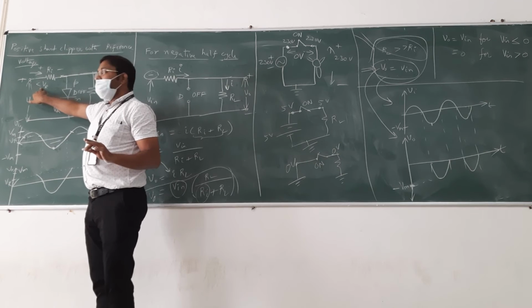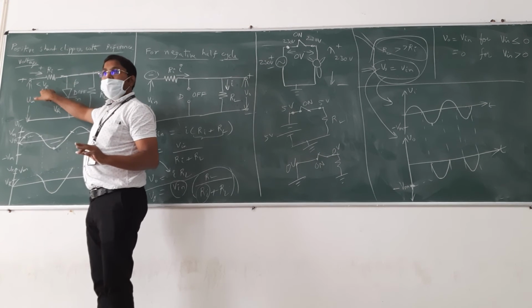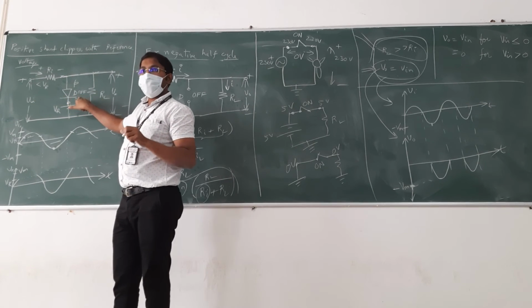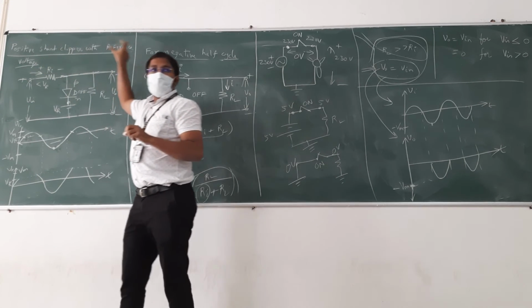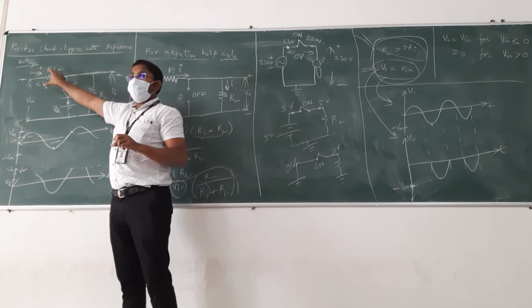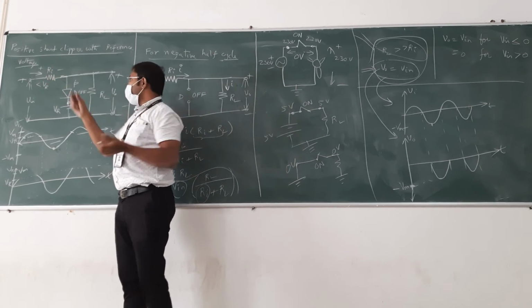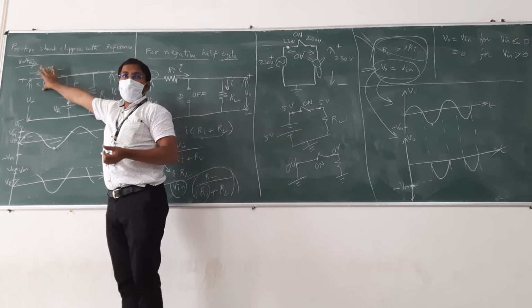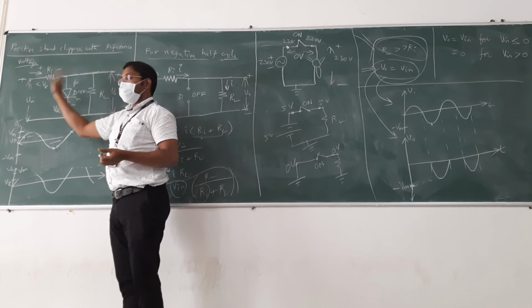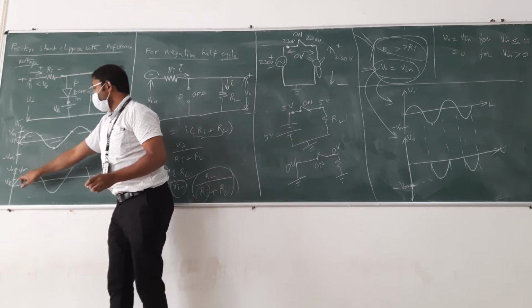As long as input is less than Vr, the diode is off. Vin is equal to V0 because the diode is off. When RL is large, the current is zero. You can neglect the current. Same potential, right? So we got this.